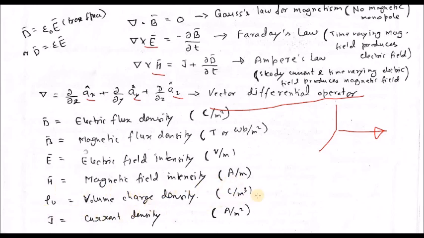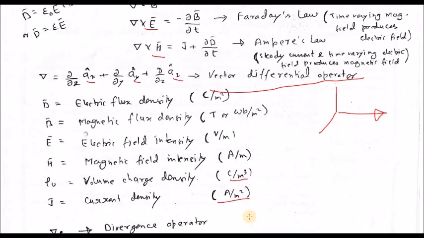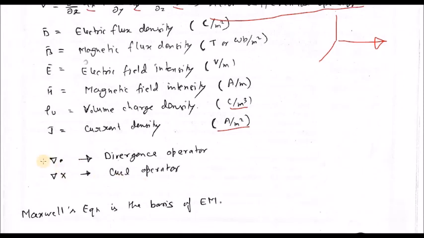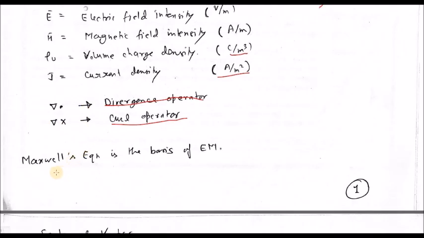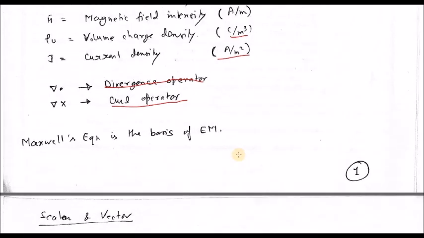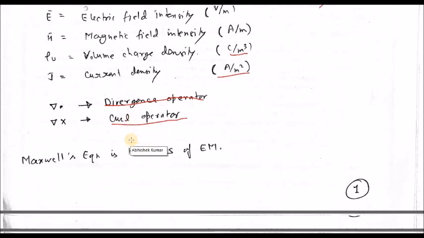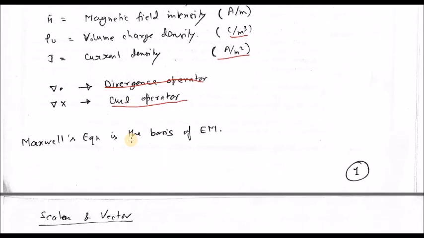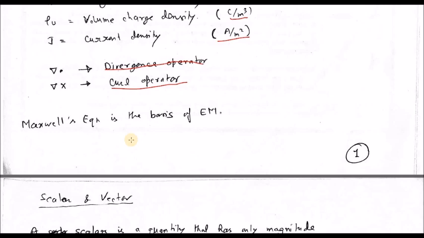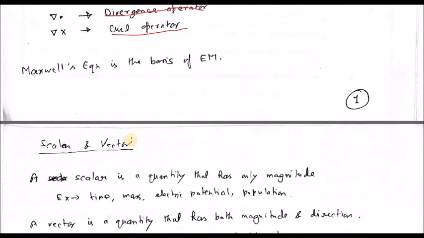Rho V is volume charge density in coulomb per meter cube, and J is current density in ampere per meter square. This del dot is known as divergence operator, and del cross is known as curl operator. You will see these two terms also in future lectures. And as I told you, Maxwell's equation is basis for electromagnetics. Now in EMFT we will deal with some scalar quantity, vector quantity and field.